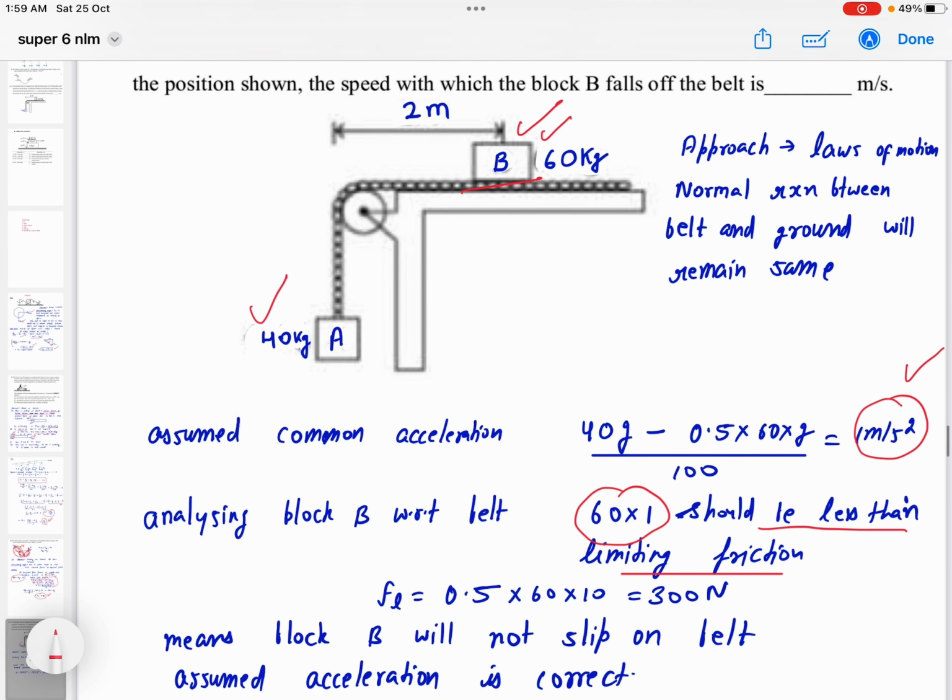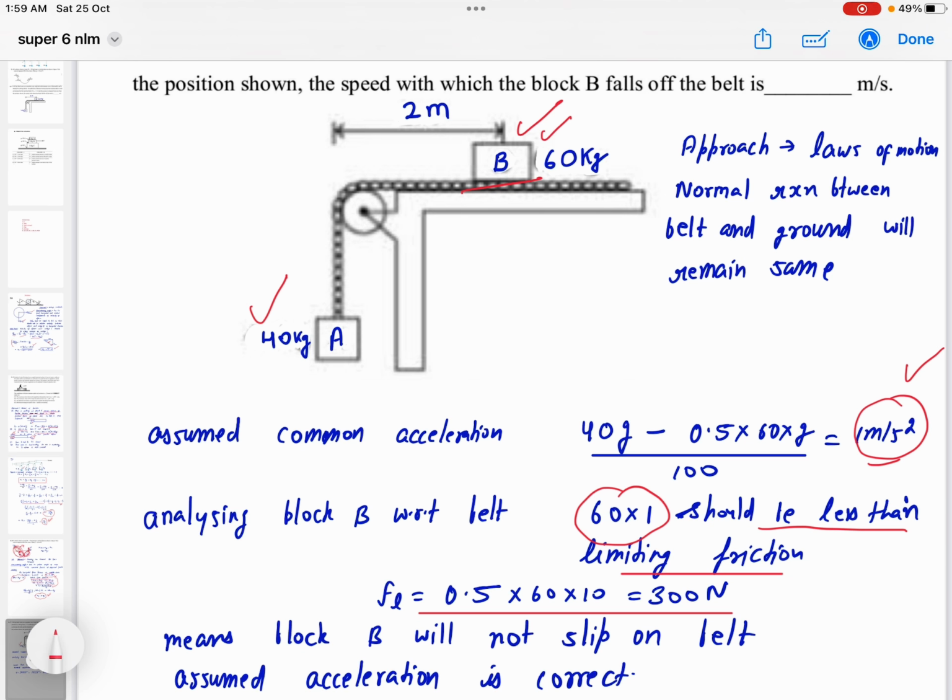Now limiting friction is what? 300 Newton we are getting. So much higher than the pseudo force. It means the assumed acceleration that we had calculated is 100% correct. So B will not slip on the belt. So their common acceleration is 1 meter per second square.